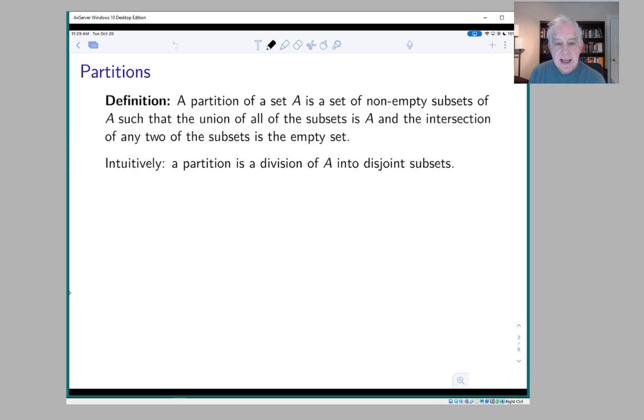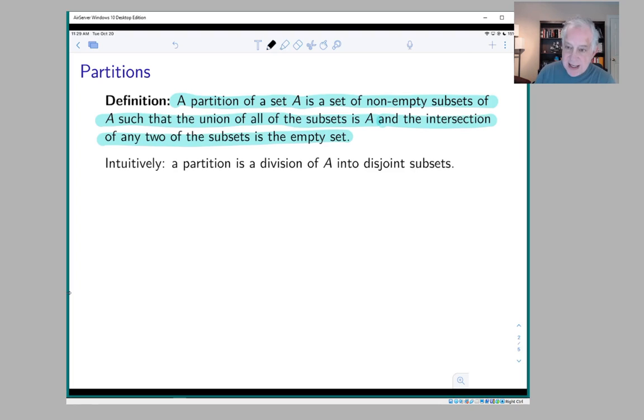Okay, so here's the crucial definition, and this is a definition you should definitely know. A partition of a set is a set of non-empty subsets of the set whose union is the full set, and whose intersection of any two of them is empty. So intuitively, a partition is a division of A into disjoint subsets.